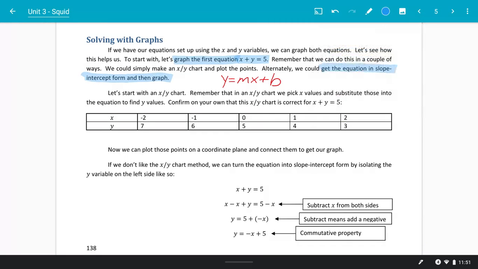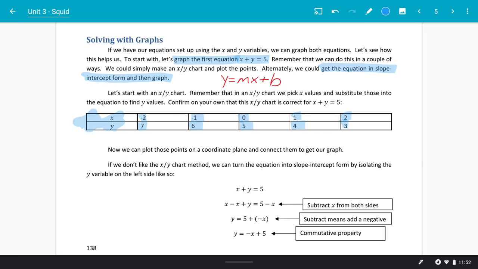So let's start with the xy chart. Remember that with an xy chart you can pick x values and substitute those in to find the y values. This one happens to be a lazy t-chart, right here. They chose the x values, plugged those in, and solved to get these y values, and then you could plot them. Now you can plot those points on a coordinate plane and connect to get your graph.